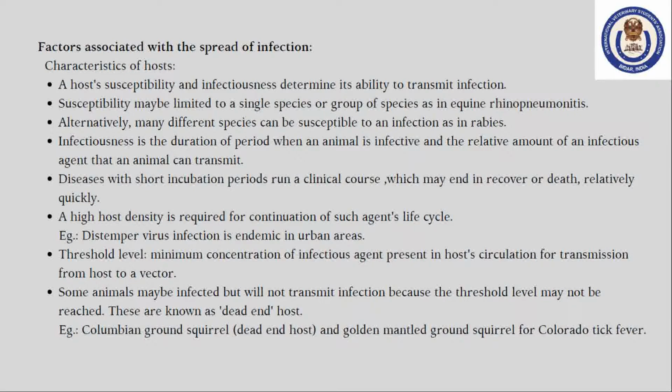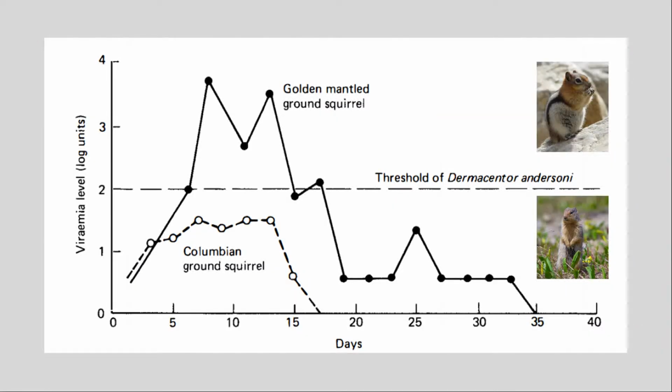For example, the Columbian ground squirrel is the dead end host for Colorado tick fever, and the golden-mantled ground squirrel can transmit the infection. In this graph, it can be seen that the Columbian ground squirrel, as the days pass, does not achieve the threshold level, but the golden-mantled ground squirrel can easily achieve the threshold level. Therefore, it can transmit the infection.